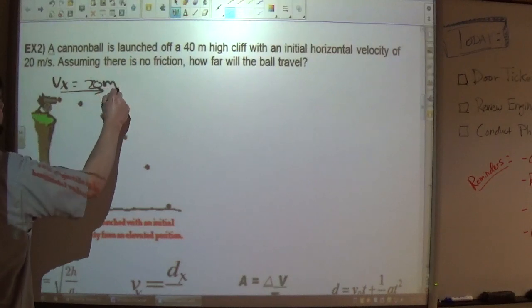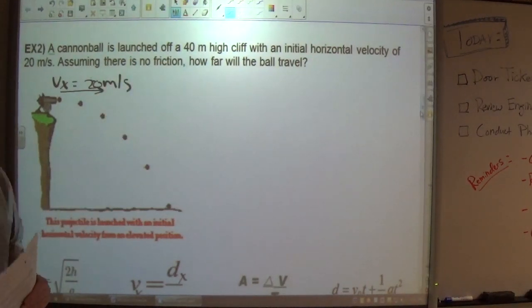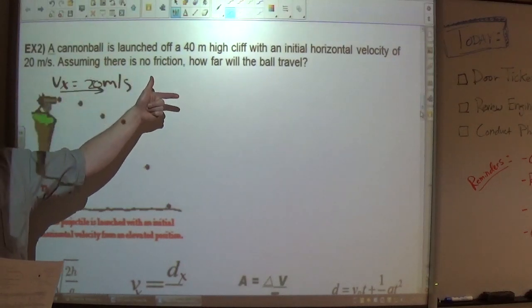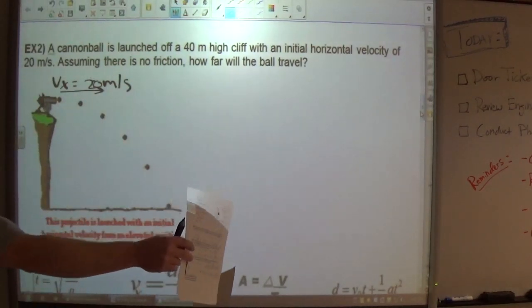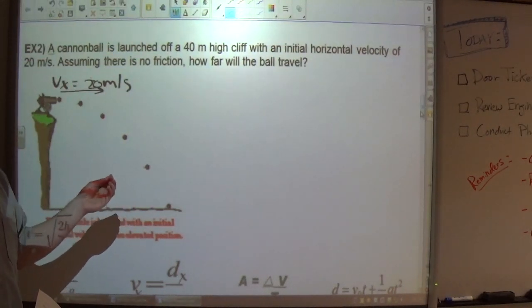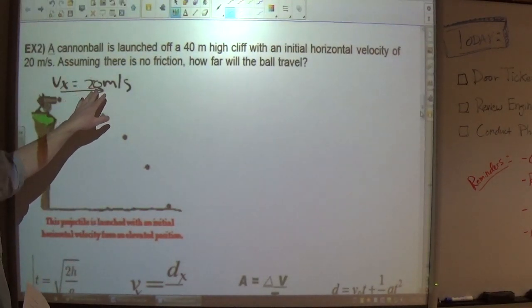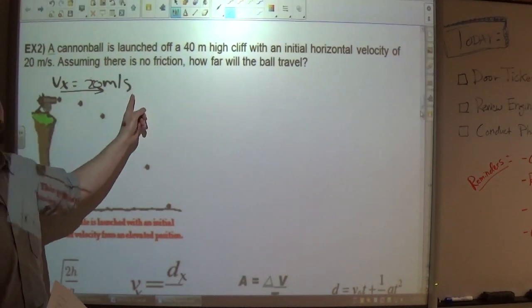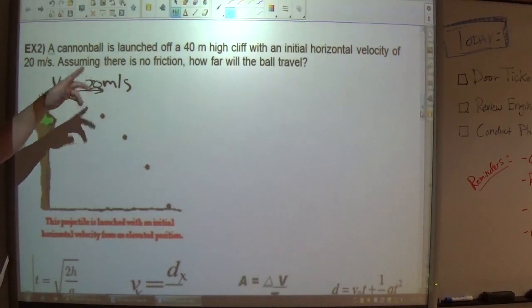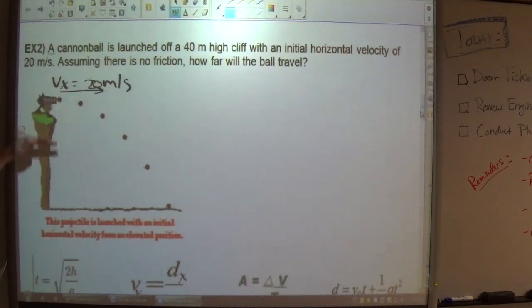Now, if this was a one-dimensional motion problem, if we knew how fast the object was going horizontally and we wanted to figure out the distance, we could just take velocity multiplied by time to get a distance. If it travels 20 meters every second, after 1 second it would go 20, after 2 seconds it would go 40, 3 seconds would be 60, and so forth. But based on the information they gave us, we do not directly know how long it's going to take to hit the ground. However, it can be calculated.